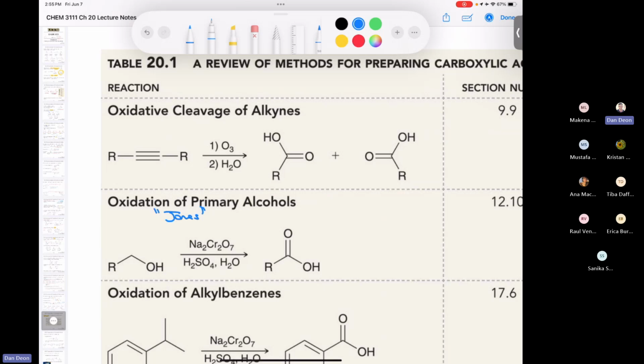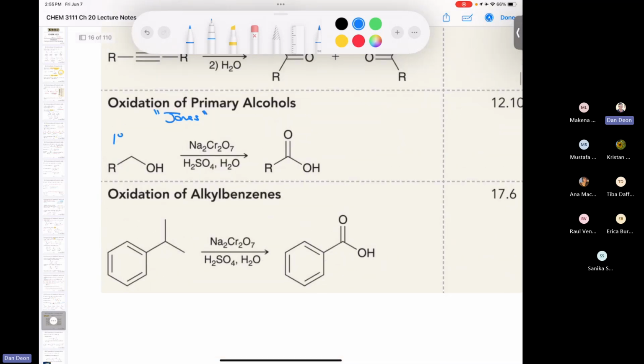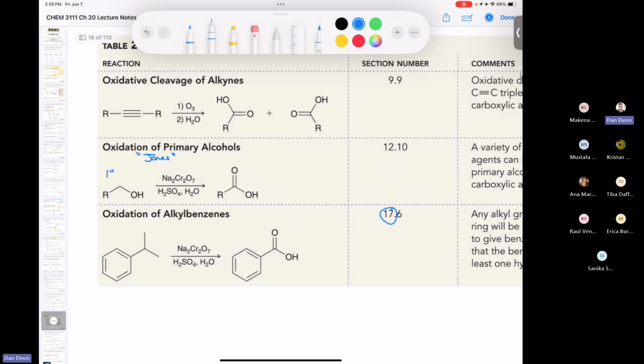Also, if you oxidize with what is called the Jones oxidation reagent, a word that is not in our textbook, using chromic acid, which is generated from sodium dichromate, sulfuric acid, and water, you can convert a primary alcohol to a carboxylic acid. The last one showed up in chapter 17, which is benzylic oxidation. For that, you can use chromic acid as well.